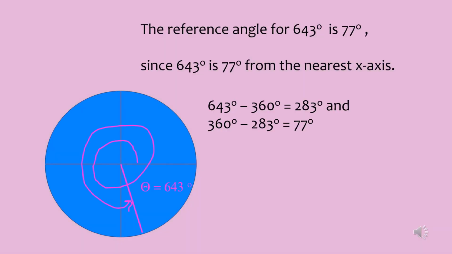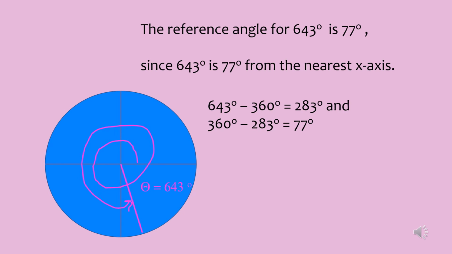Consider an example in which the angle is more than a full rotation. For example, 643 degrees. 643 degrees is a full 360 degree rotation plus 283 degrees more. So the terminal side of the angle lands in quadrant 4 like 283 degrees does. But we rotated all the way around a full circle and then kept going and rotated an additional 283 degrees. The reference angle is still 77 degrees because that terminal ray lands 77 degrees away from the nearest x-axis.